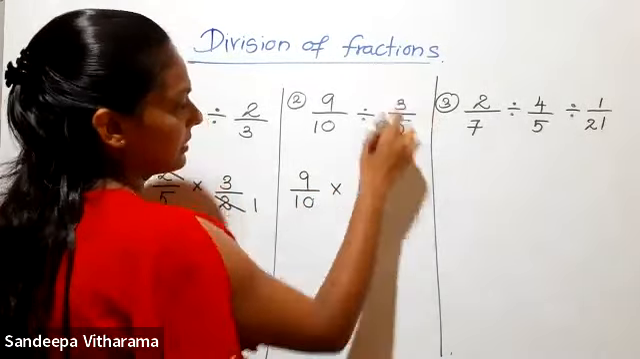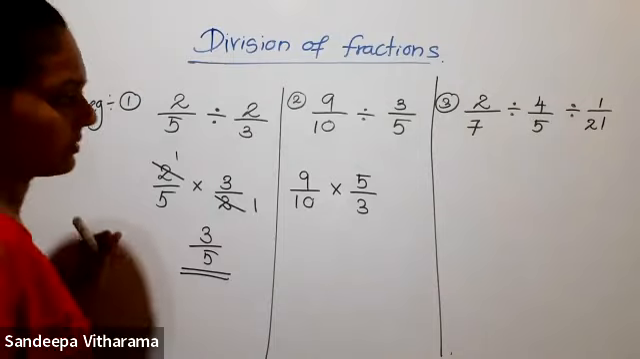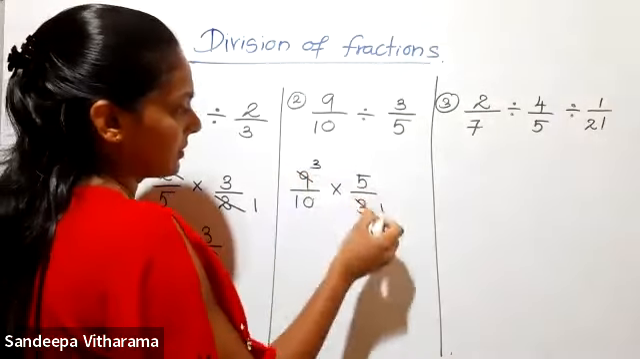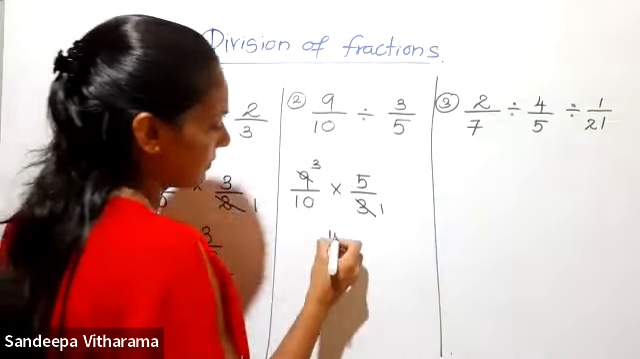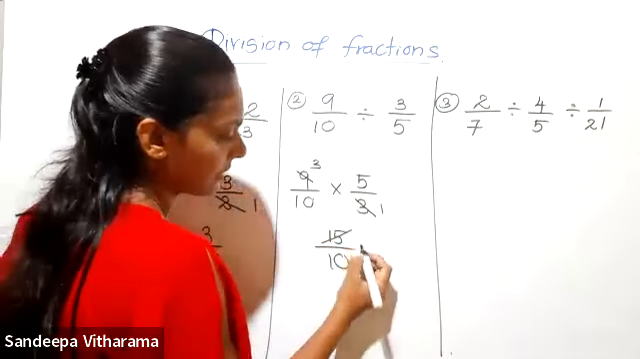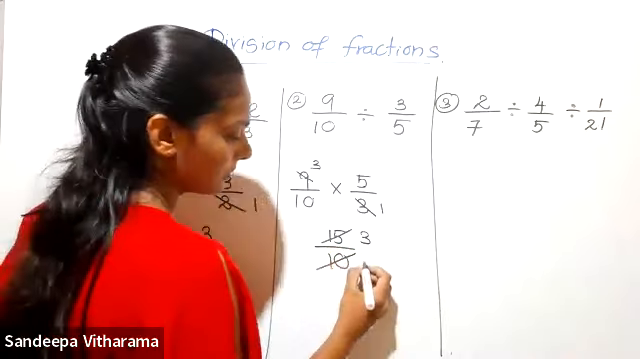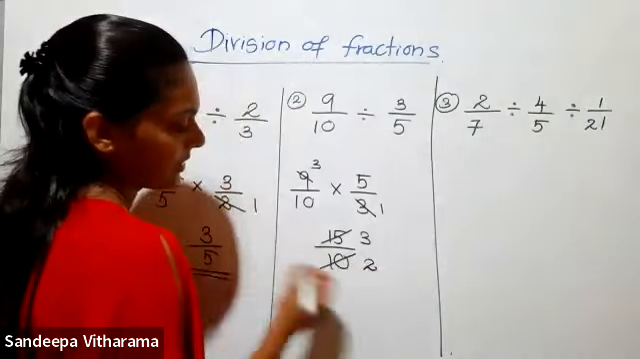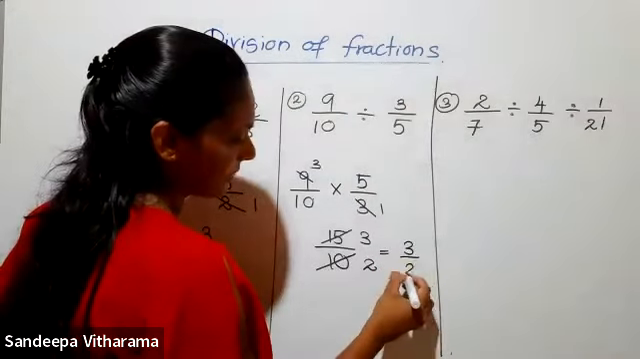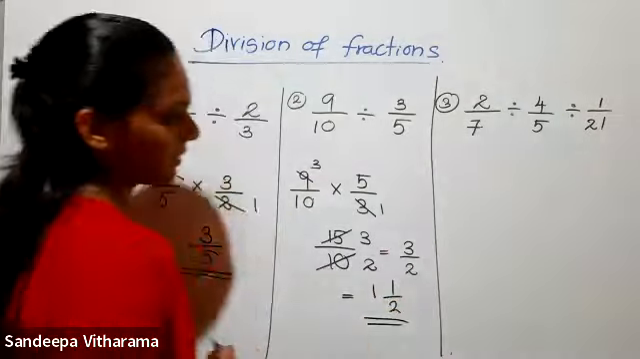Yes, what is the answer you get here? 1.5. So let's see. 3 into 5, it is 15 upon 10. So we can simplify, 15 divided by 5 it is 3, 10 divided by 5 it is 2. So it is 3 upon 2. That means if we convert this into a mixed number, it should be 1 and 1/2.